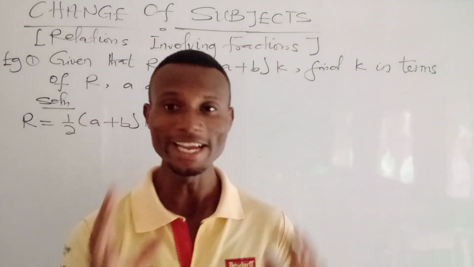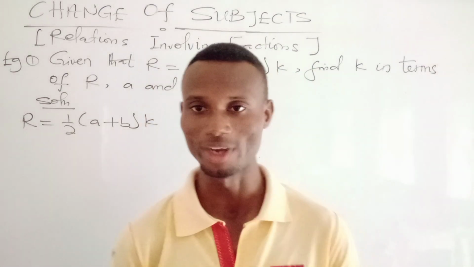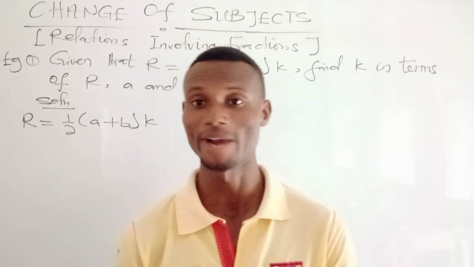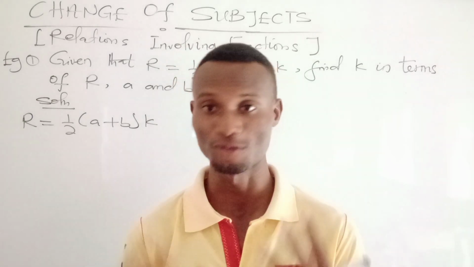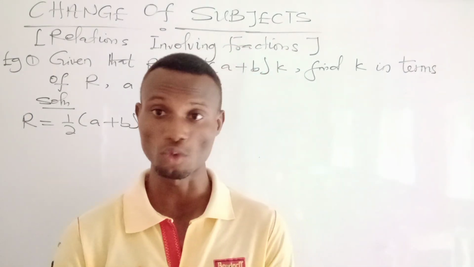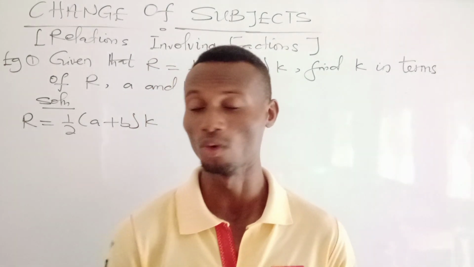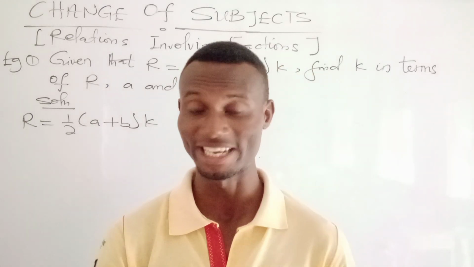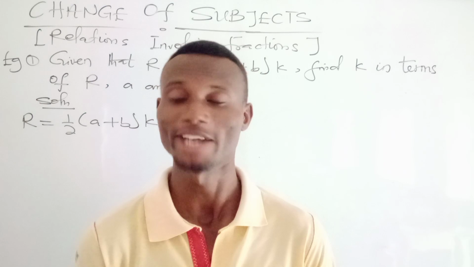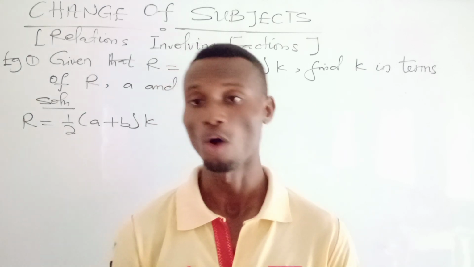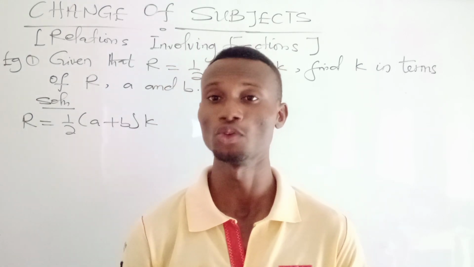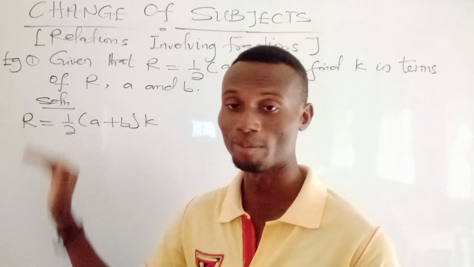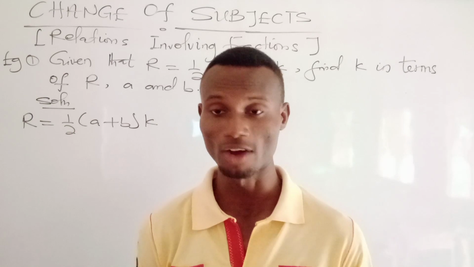Now anytime you have an equation that contains fraction, the first thing to do is to multiply through by the LCM, and we've learned this under linear equation. So the first thing to do anytime you have an equation that contains fraction is to multiply through by the LCM of the equation. For you to get the LCM of the equation, you use the denominators of the fraction to find the LCM.